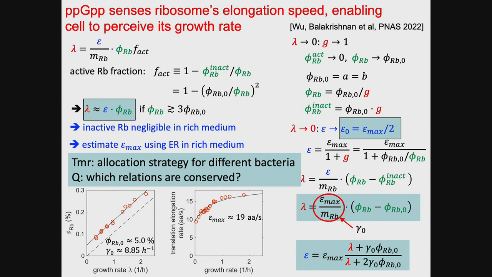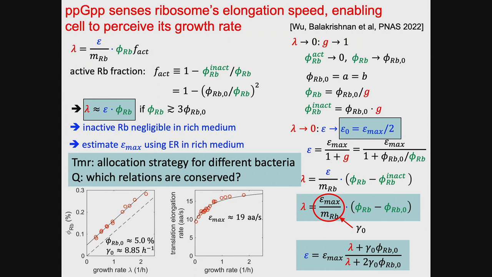But maybe here I can already ask you guys, right? So we'll talk about a number of features. Think about which one you think will be preserved across bacteria, which one will be species dependent? Any guess? I mean, what's important, right?